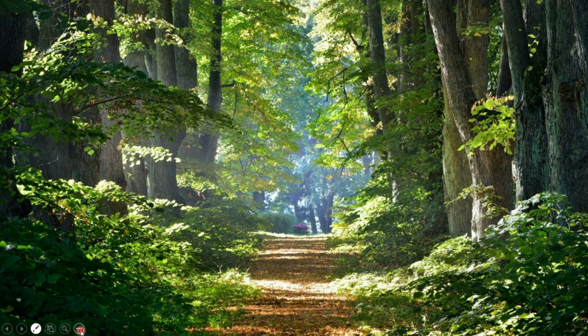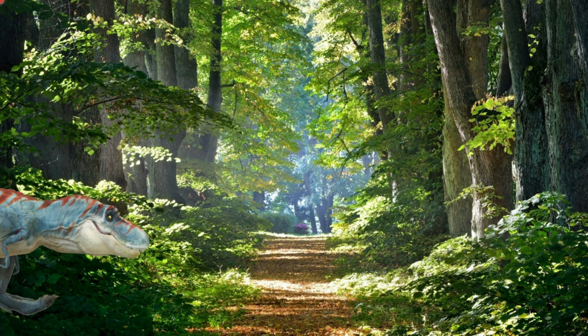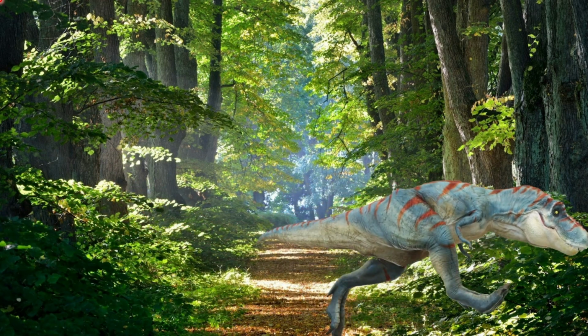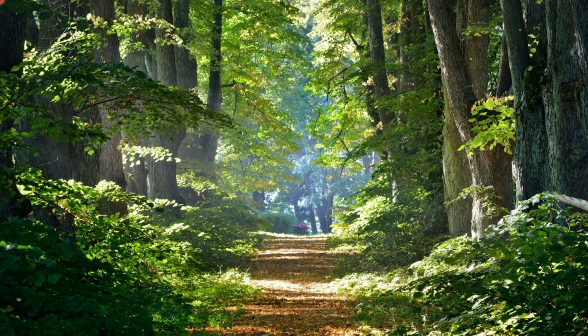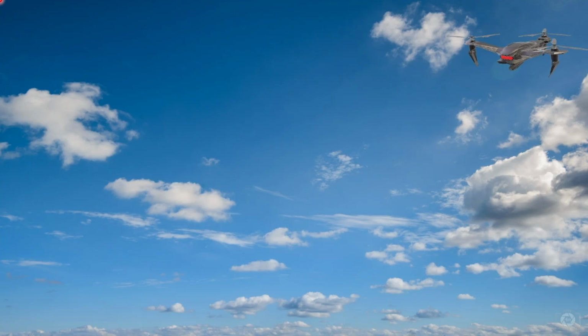Here is a forest. You can see some animals in the forest. Oh, it's a dinosaur. It is in motion. It is changing its position with respect to the trees. There is a drone in the sky, and the drone is changing its position with respect to the clouds. So the drone is in motion.